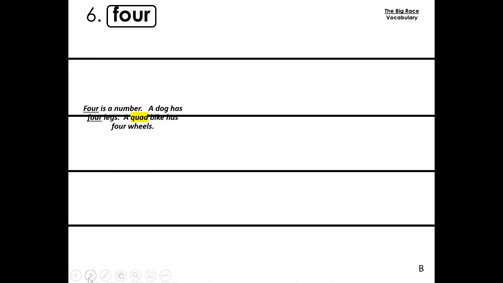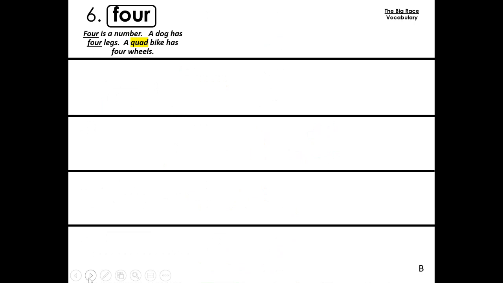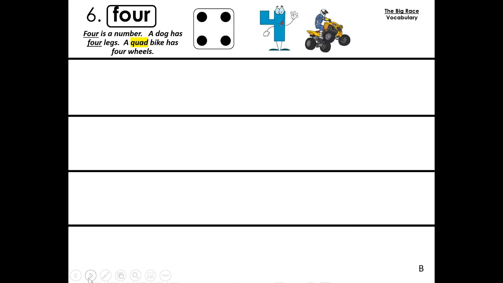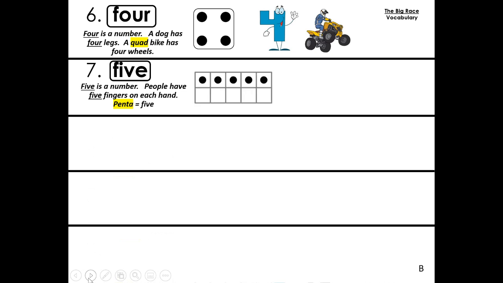Number 6, four. Four is a number. A dog has four legs. A quad bike has four wheels. Or a quad is short for quad bike or ATV. Four. Number seven, five. Five is a number.